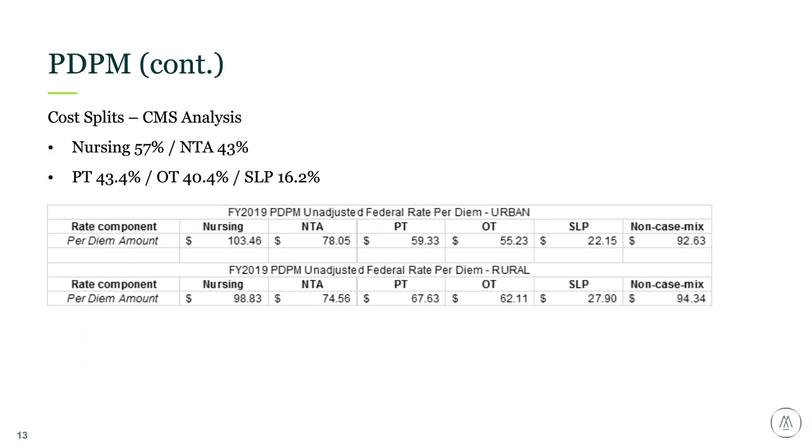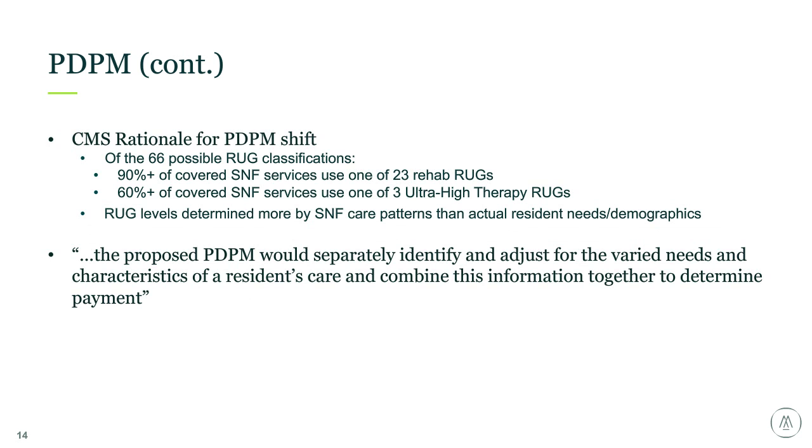And it's interesting how they went through, with the help of their actuaries, and split out these various cost components. You can see here on the nursing side, it was a 57-43% split between nursing and non-therapy ancillary, and then a 43-40-16 split between PT, OT, and speech language. We'll talk a little bit on this next slide about why they were splitting those various items apart.